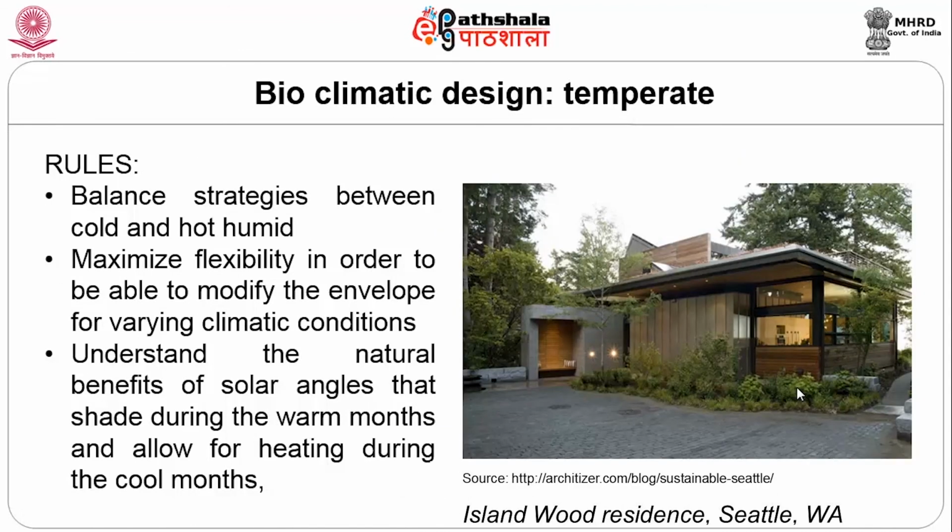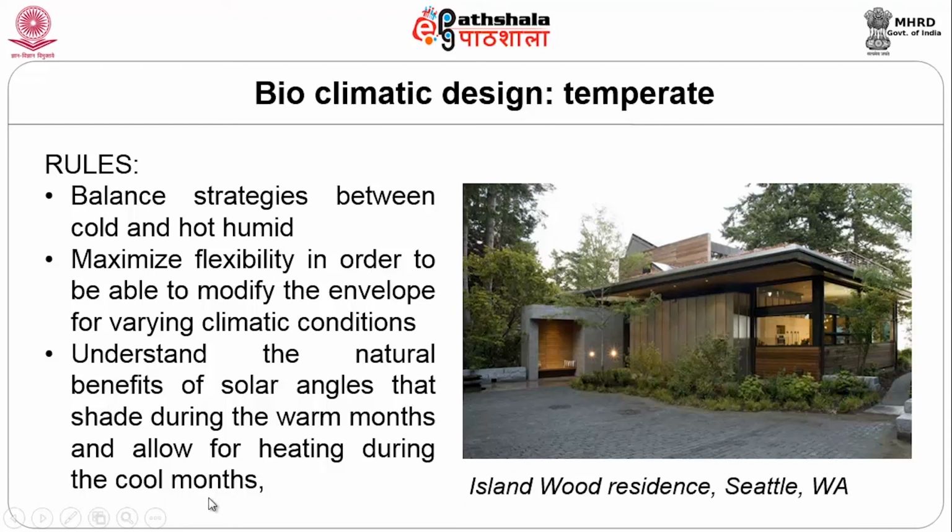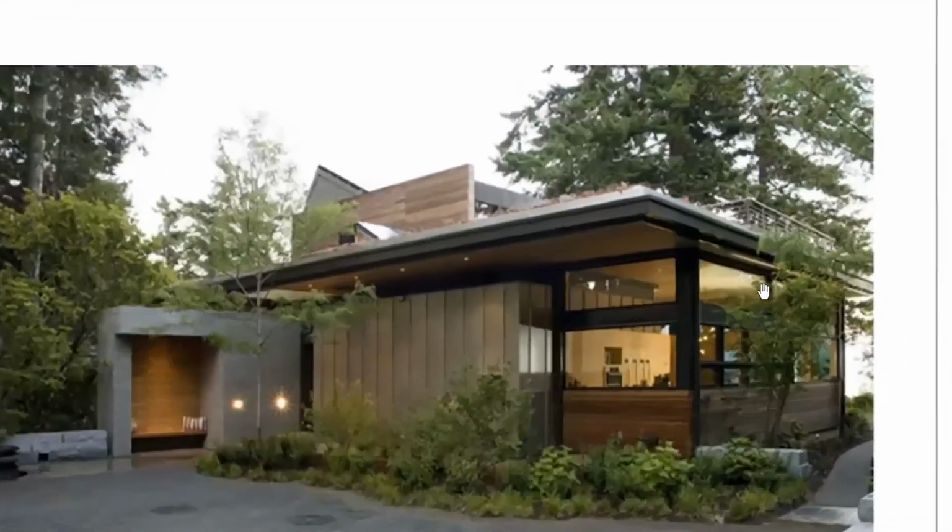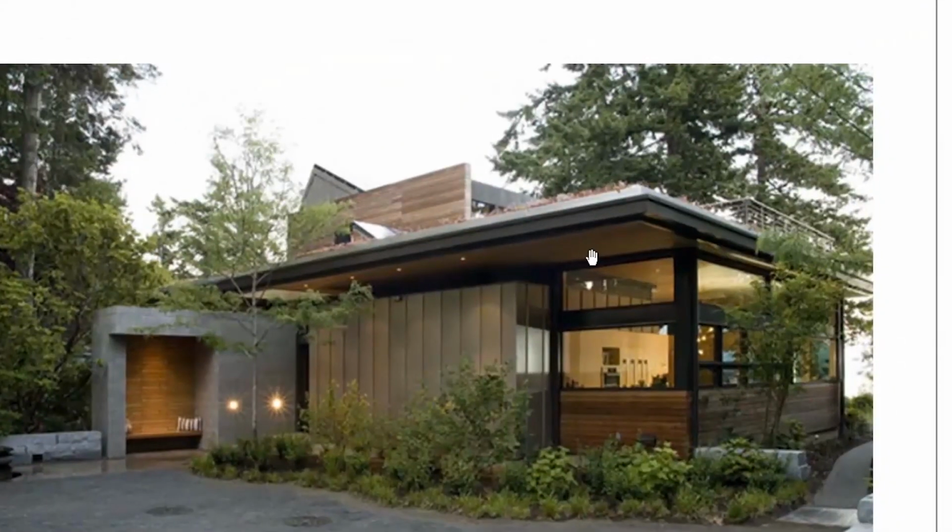If you look at a bioclimatic design in a temperate area, for example, here we have the Islandwood residence in Seattle, Washington. Here you can clearly see there's a combination of both. You do have glazing, but at the same time a sun shading device has been provided to beat the summer months. The glazing ensures that in winter whatever sunlight enters will make sure the house is kept warm. Here again the paving area is minimized by making sure there are trees and landscaping around.